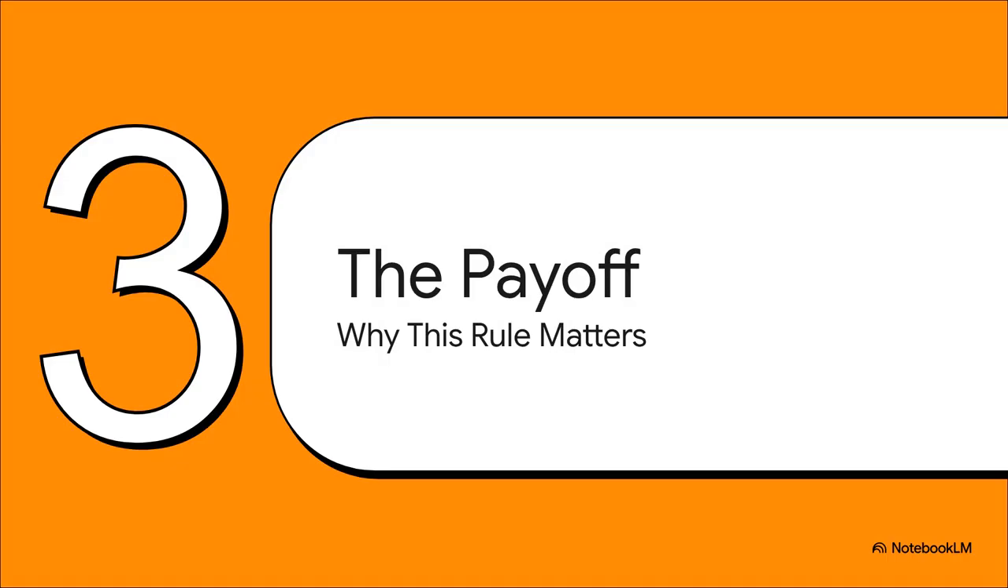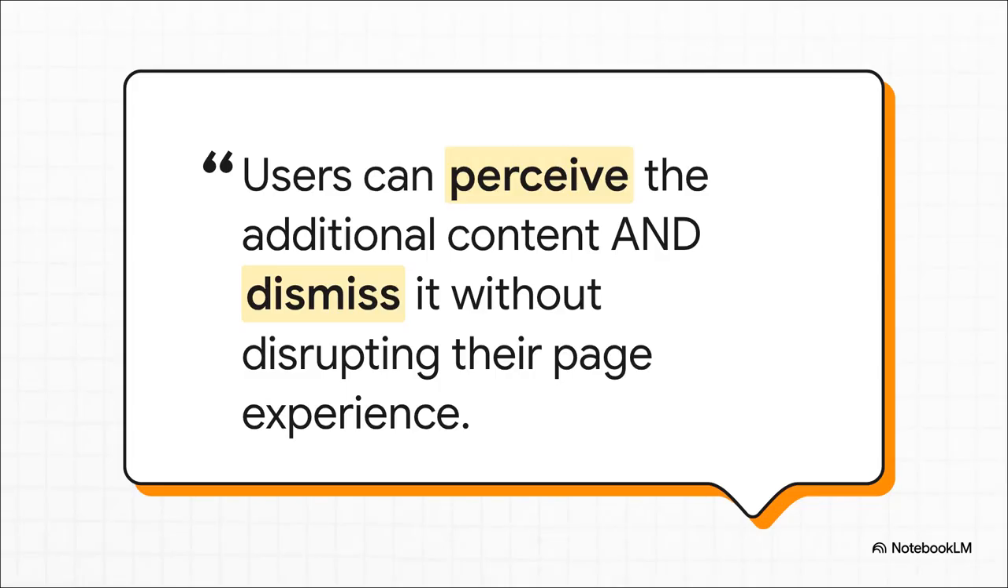So, what's the big deal? What's the payoff for doing all this? Well, putting these 3 rules into practice isn't just about some technical checklist. It fundamentally changes the experience of using a site for the better. And you don't have to take my word for it. This quote from the official web guidelines really says it all. The whole point is to let people see the extra info and then get rid of it easily, all without wrecking their experience. It's really about designing a respectful, smooth interaction.